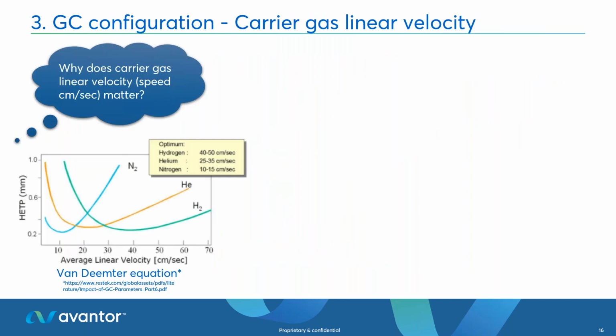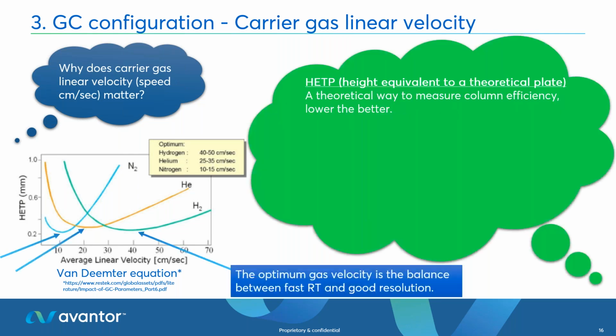So carrier gas linear velocity is the speed the gas will travel. So why does this matter and how can we harness this in GC? To get theoretical, the HETP, which is the height equivalent to a theoretical plate, is a way to measure column efficiency. The lower the value, the better.